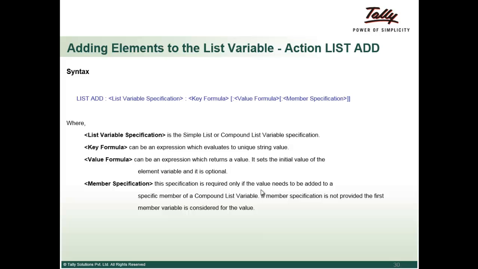optional in nature. If you give a value and not a member, then the first member of the compound variable will get the value, and if you want to give a specific value to a member, then you give a member. In case you don't give any value or member, then a blank element will be added to the list variable and associated with the key you have given. Later, with the help of the key, you can operate on the blank element.